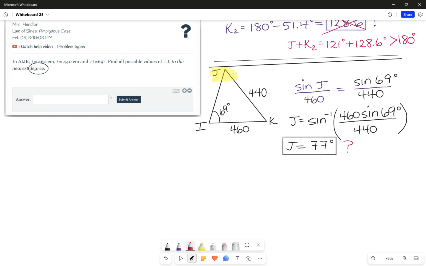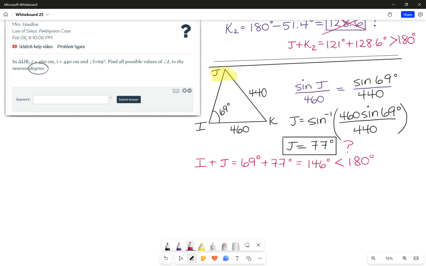Let's go check. Our given angle is I, and our possible J answer is 77, and we need to add those two numbers. So 69 plus 77. Are those two numbers going to add up to less than 180? Well, I plus J in this case ended up being 146 degrees, which is definitely less than 180. That gives us enough degrees to find the other angle K, which we're not being asked to find, but that's the whole point. If J was 77 degrees, given that I is 69, would we be able to find K? Yes, because the sum of both those angles is less than 180.